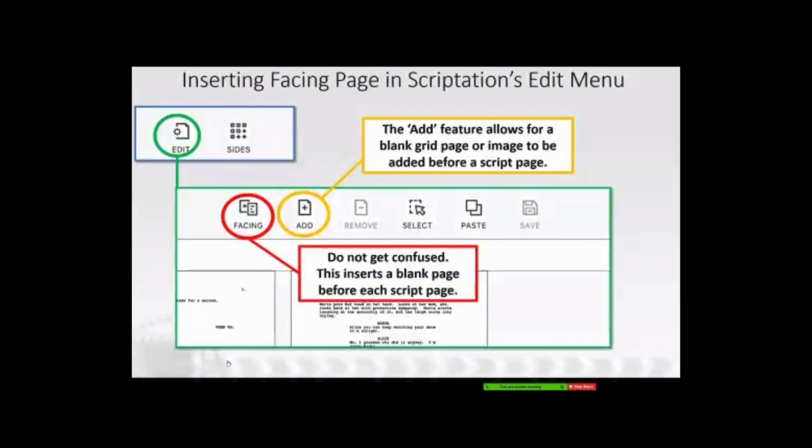The facing page is not what it seems. That seems deceiving to us as script supervisors. The facing option at that top bar is just a way to add blank pages in front of every script page. So a lot of directors use that so they can do their storyboarding or do their notes, whatever. That's not our, as a script supervisor, facing page. The next to it is an add button, but again, that's where it's adding either a full page image or a grid style page. Not for us.